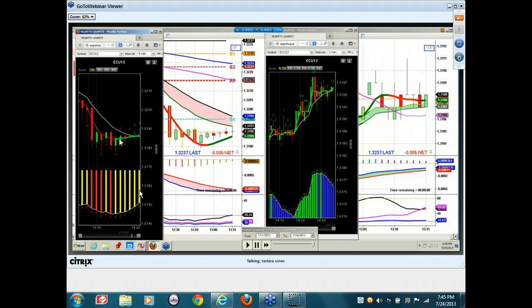This moving average right here is your HMA. When the HMA is red, you want to look for a short entry. When the HMA is green, you want to look for a long entry. Now you'll notice the cool thing about the quant system is if you can count from 1 to 9, then you can use this system very, very easily. So as you'll see, it counts from 1 to 5 on this, and then it ends and starts a new cycle, and it starts back over from 1.